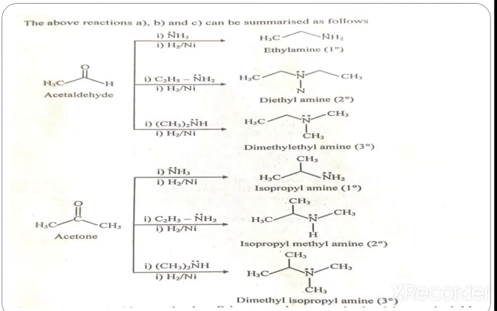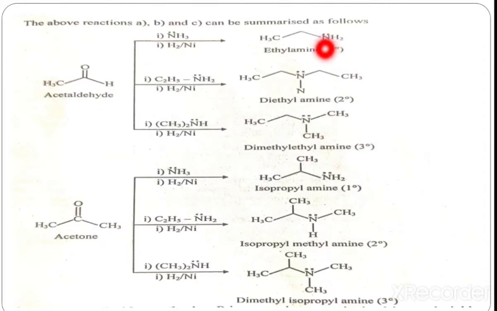That means here, if we take acetaldehyde, CH3 C double bond O H, and this acetaldehyde on treatment with ammonia, H2 in presence of nickel, we get the primary amine, that means CH3CH2NH2, ethylamine. C2H5NH2, then H2 in presence of nickel, here we get the secondary amine. And if we treat with (CH3)2NH plus H2 in presence of nickel, that means the secondary amine, finally we get the dimethylethylamine. That means here we get the tertiary amine.